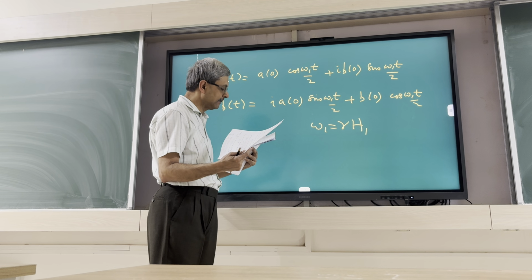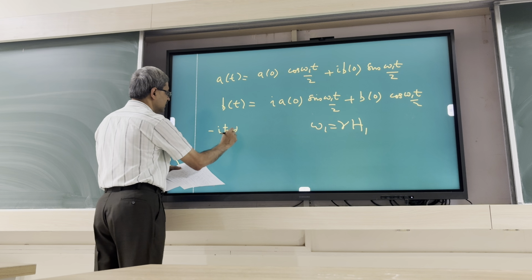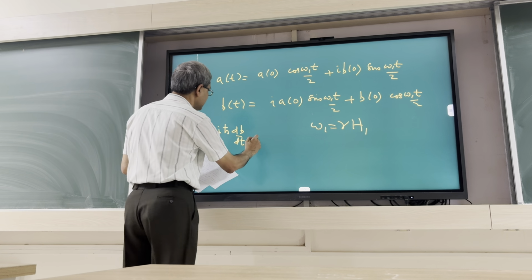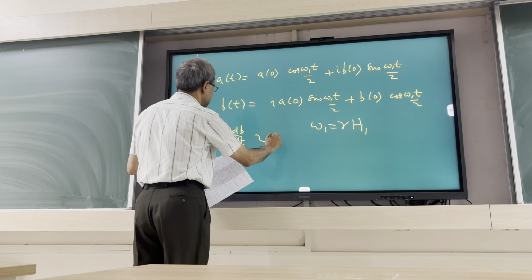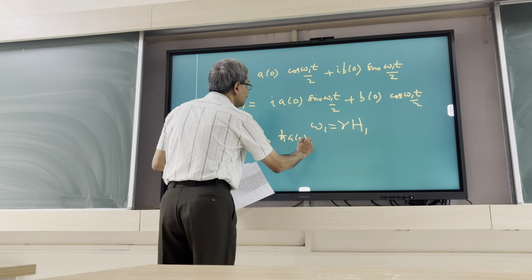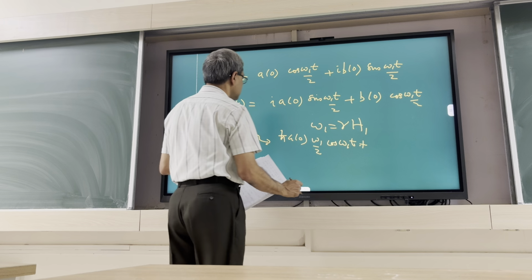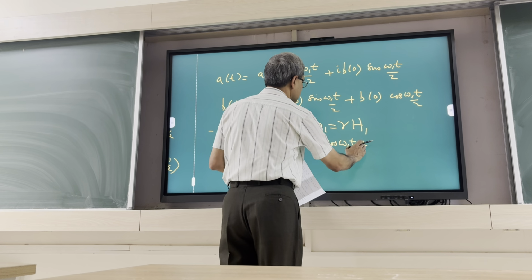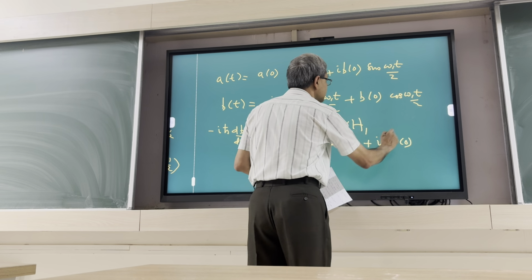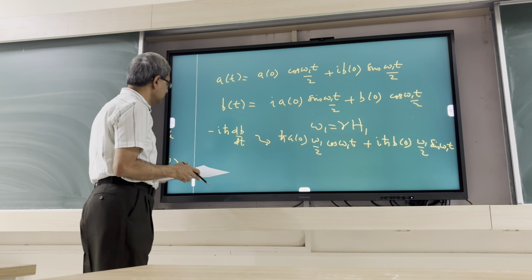Minus i. You can sort of check minus i bar sigma y is b dt, then this will give plus h bar a0 omega 1 by 2 cos t plus minus h bar b0, so plus omega 1 by 2.